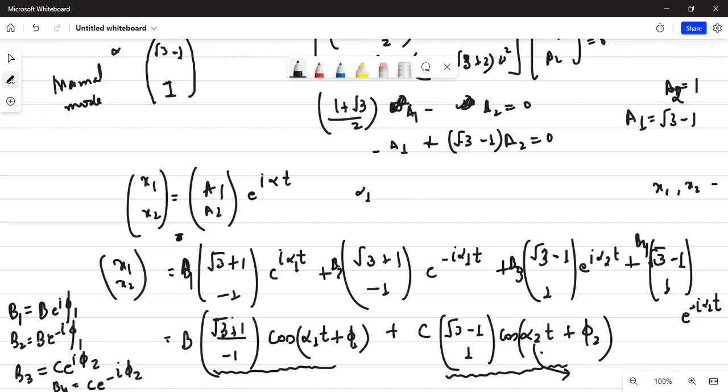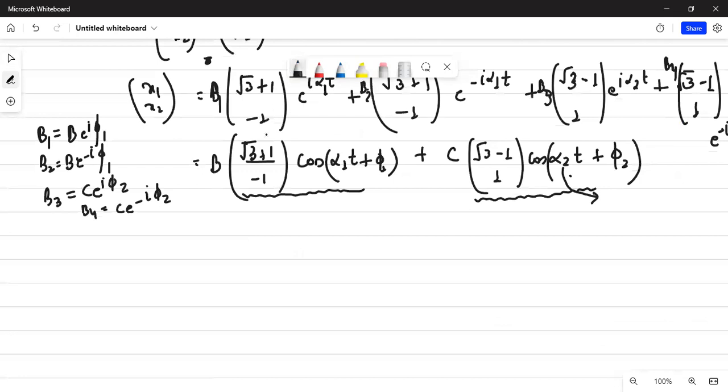Sir, why have you taken this b1 as b e to the power iota phi 1? What is the purpose? Right. So in the previous lecture, since x1 and x2 are real displacements, what technique am I going to use? See, I'll write b1 simply as b e to the power minus iota phi 1. This is a technique to compactify it in terms of a real solution.